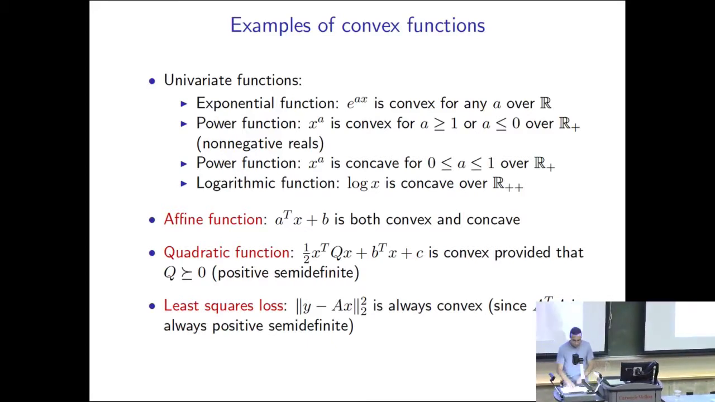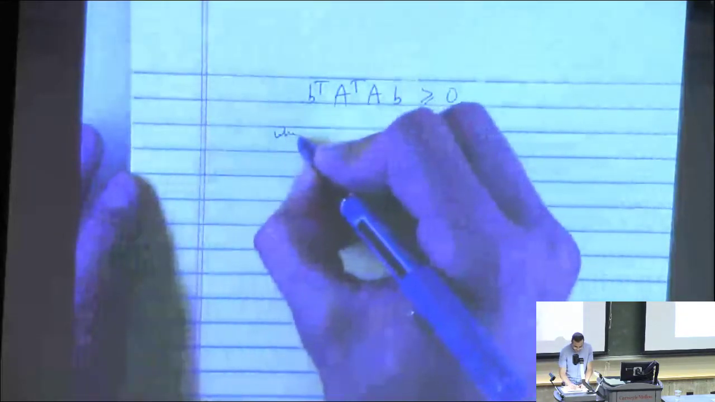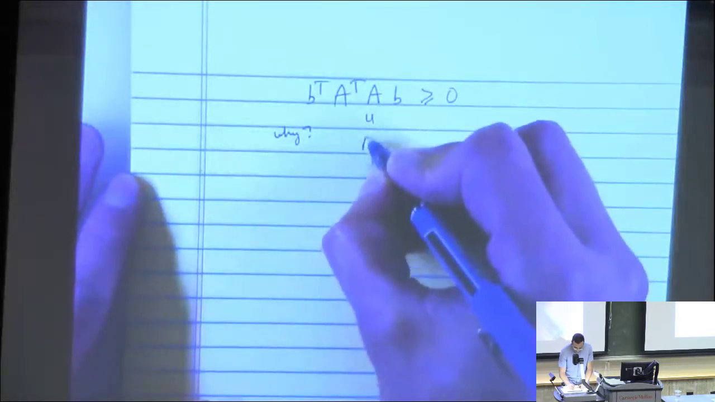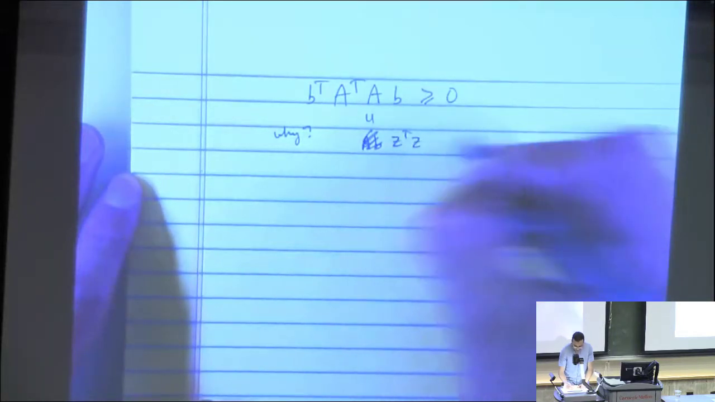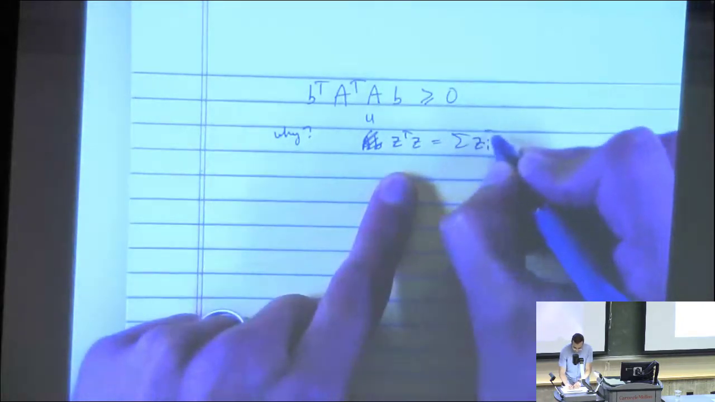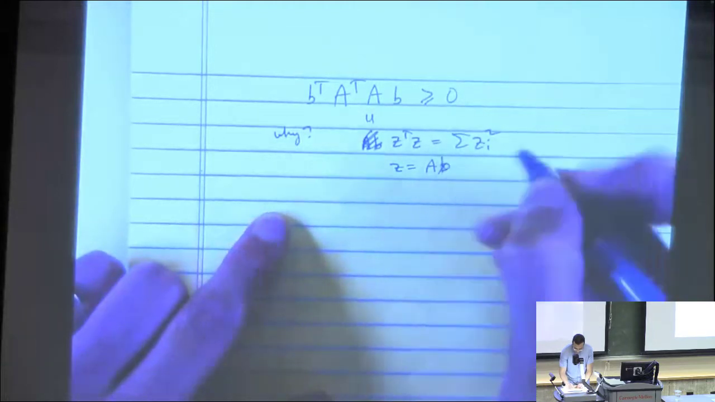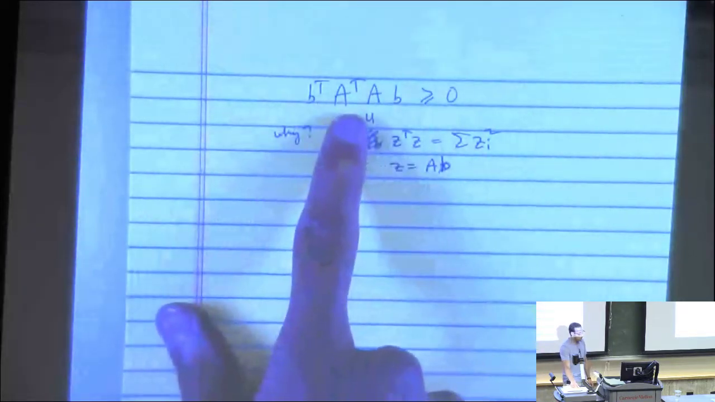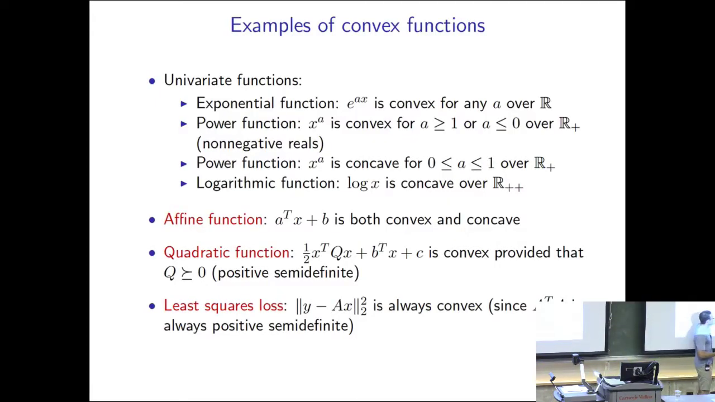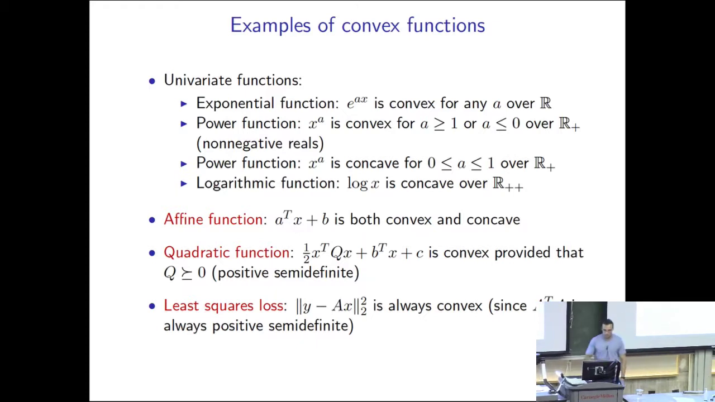How do you see that? If you've forgotten some things from your linear algebra courses, as an example, I can take any vector b, and look at b transpose A transpose A b. This is always going to be non-negative. Why? It's because this thing is equal to z transpose z, where z is equal to A times b. So it's the sum of zi squared. So clearly this can only be bigger than or equal to 0. So then that thing is positive semi-definite. So our friendly loss, the least squares loss, is always convex. Doesn't matter what A is.